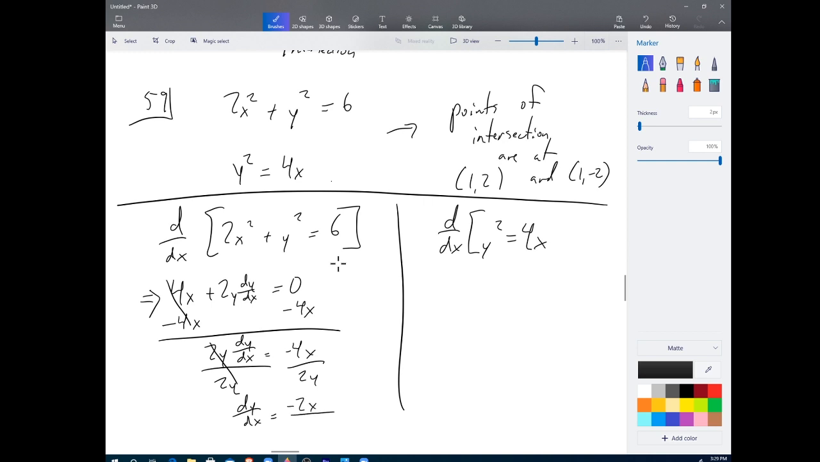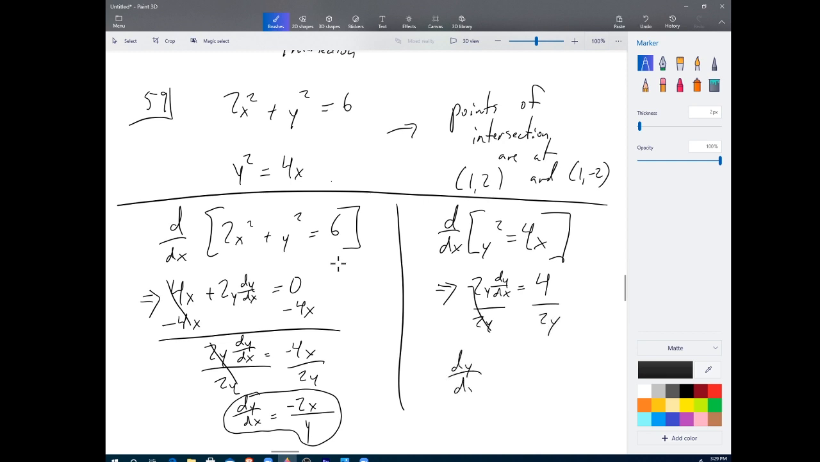And I know I'm kind of skipping, well, I'm not really skipping a step here, but I'm simplifying as I go. So there's my derivative of my first thing. On the second thing, take the derivative, I get 2y dy/dx equals 4. This one's got just one step to solve, 4 dy/dx. Let's see, we can simplify that, so that'd be 2 over y.